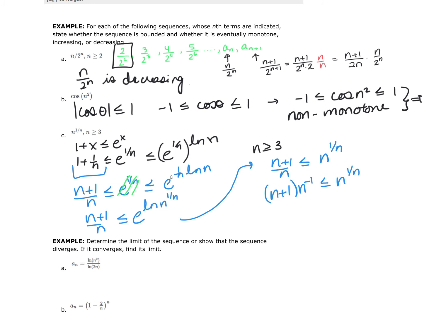Now let's multiply both sides by n. Again, n is a positive number, so it's not going to change the direction of the inequality, so the inequality will still hold. When I multiply both sides by n, I'm just going to have n plus 1, which is less than or equal to n raised to the 1 over n plus 1, which is n plus 1, which is less than or equal to n. I have 1 plus n over n, working with just the exponents.